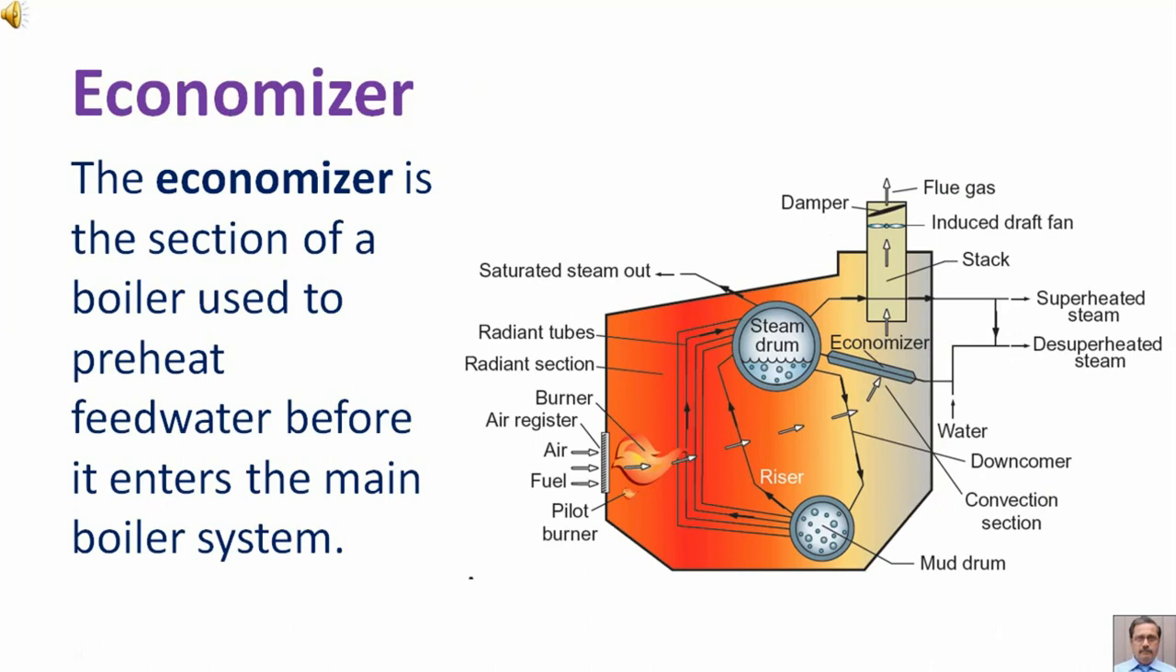The economizer is the section of a boiler used to preheat feed water before it enters the main boiler system.